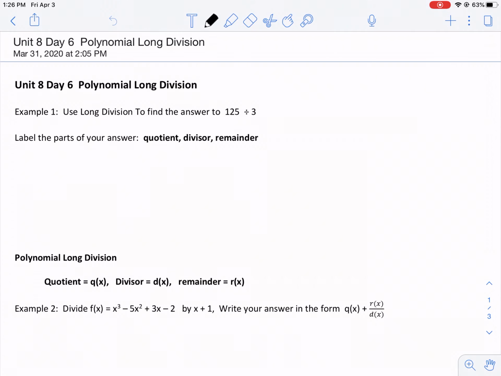Okay, so this is Unit 8, Day 6 for Algebra 2. Pretty sure Day 5 was a quiz of some sort, so we skipped that. We're going to do polynomial long division today.